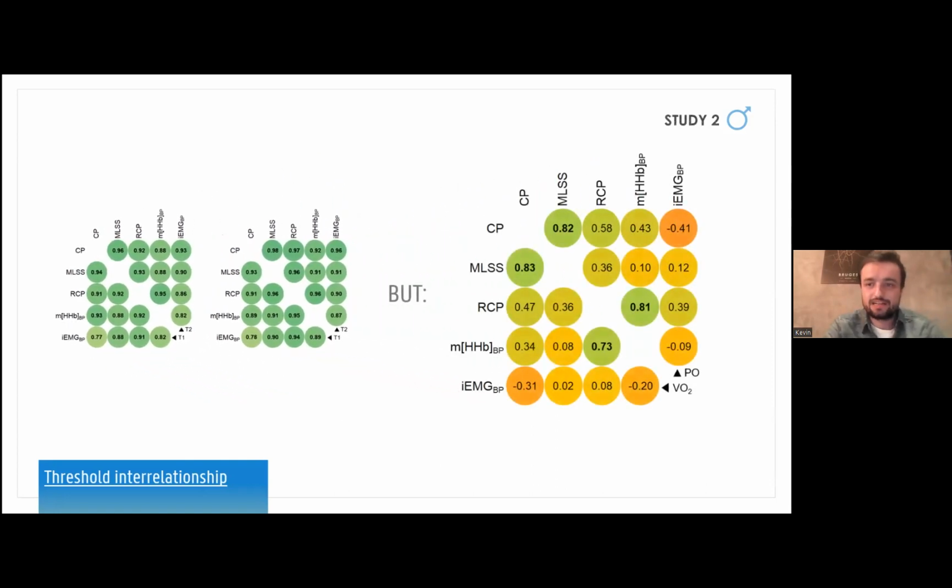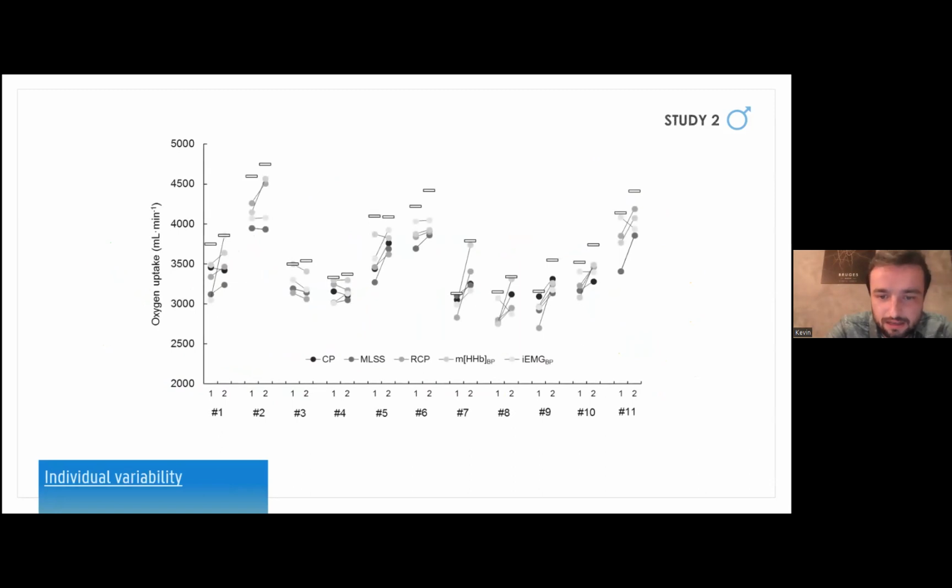But if we look at correlations between the changes in the thresholds, so if we look at the difference, how the thresholds evolve over time, we can see only few correlations. And to make it a bit more visual, this is how, in the male group, the 11 subjects, the thresholds evolved over time.